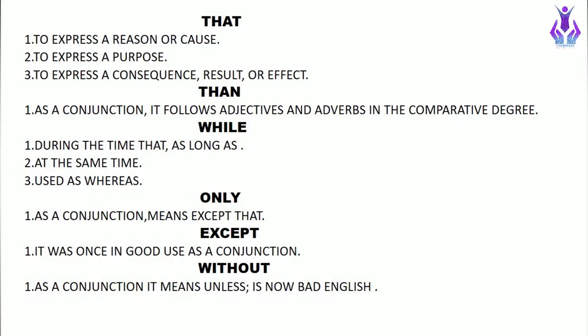The next one is without. As a conjunction, it means unless. It is not now used in modern English, but we will study it. As a conjunction, it means unless. So instead of unless, we use without. For example, I shall not go without you, or we can say I shall not go unless you come. So instead of unless, we use without.